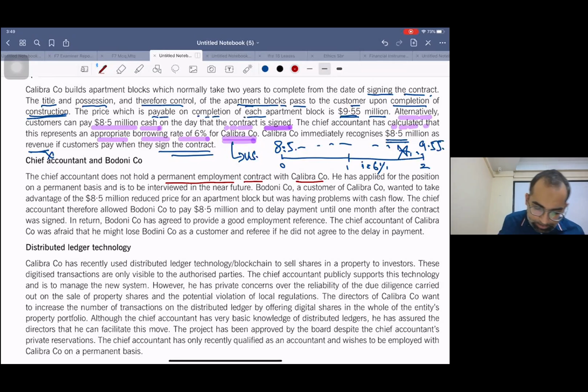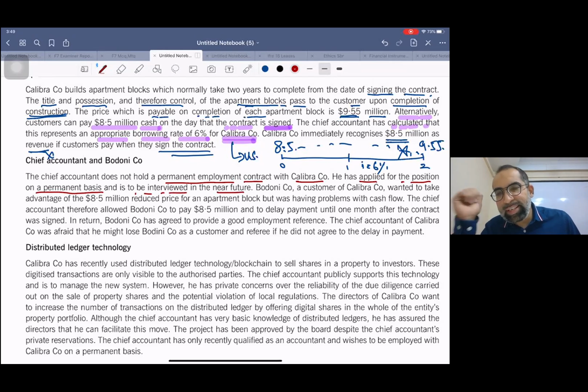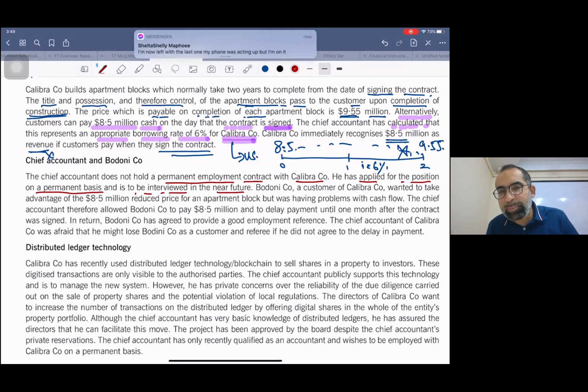Okay, now. He has applied for the position on a permanent basis and is to be interviewed in the near future. So definitely he has to show good performance. He has to make the bosses happy.